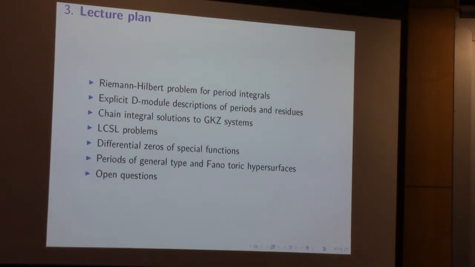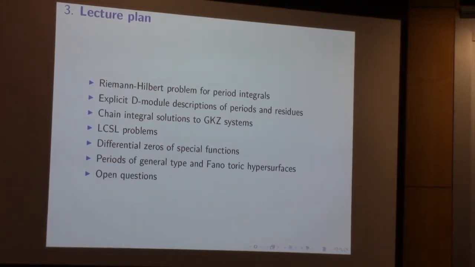Okay, so this is roughly my lecture plan. Probably don't have time to go through every one of them in detail. So I will start with what we call the Riemann-Hilbert problem for periods. And one step toward the solution to that problem is to give an explicit, in fact, two explicit descriptions of periods and the D-module for periods and residues.